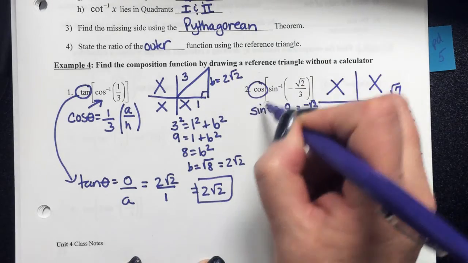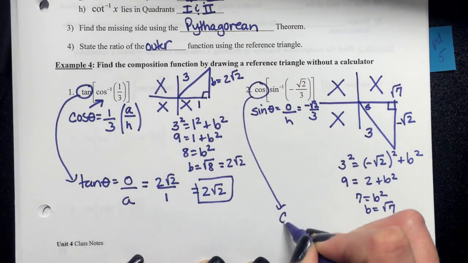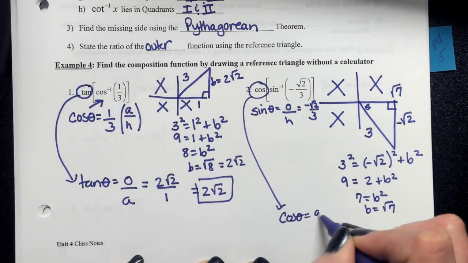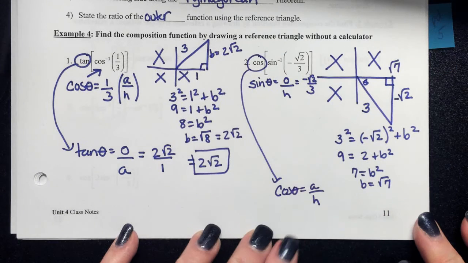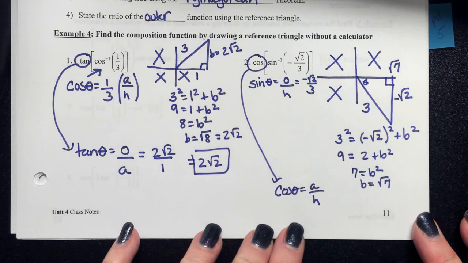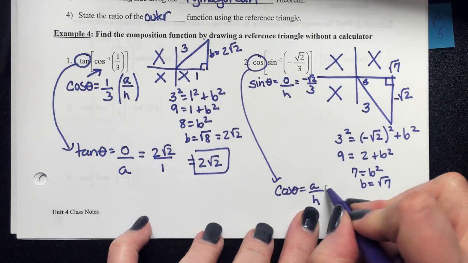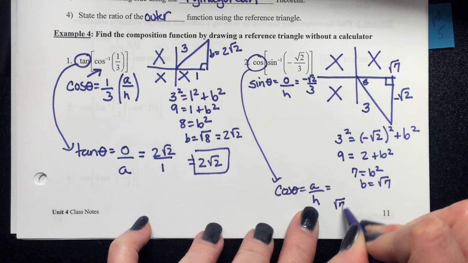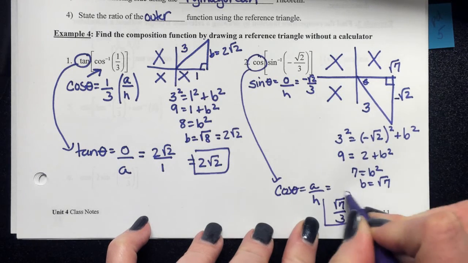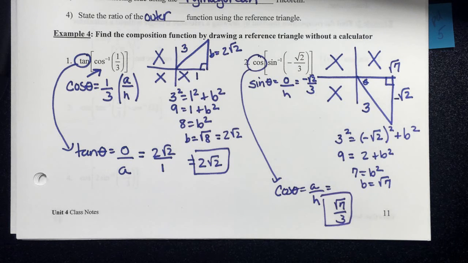Now look on the outer function. Remember, from SOHCAHTOA, cosine is the adjacent over hypotenuse. So my adjacent side from the triangle is square root 7. The hypotenuse is 3. So the answer is going to be square root 7 over 3. So any questions on number 2?